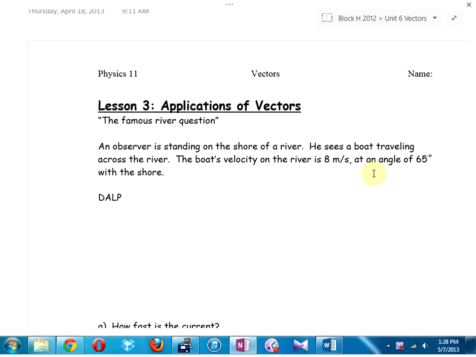What does DULP stand for? Come on, people. What has DULP stood for all year? Draw a little picture. Let's draw a little picture.